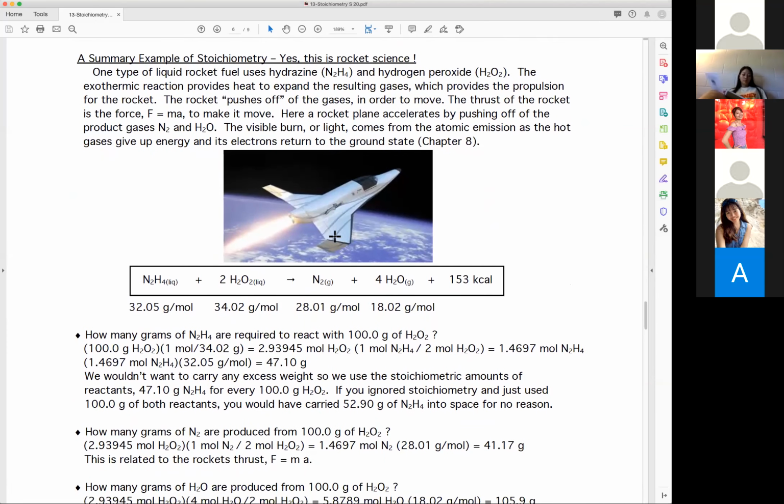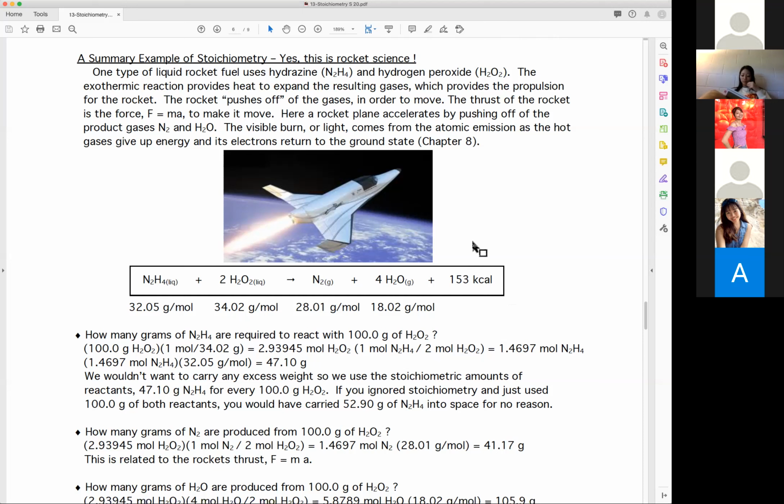So here's a summary of everything that we did. So yeah, this is rocket science. Here's a form of liquid rocket fuel. 1 mole of hydrazine reacts with 2 moles of hydrogen peroxide, and you give off 1 mole of nitrogen gas, 4 moles of water vapor, and a bunch of heat.